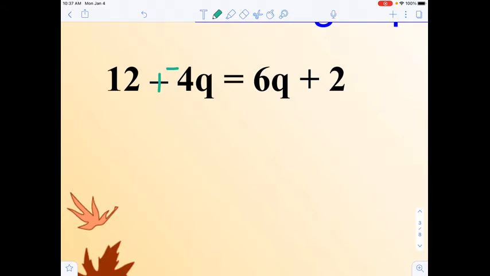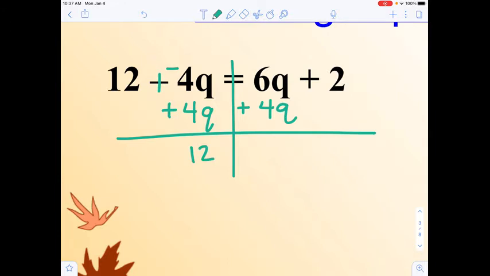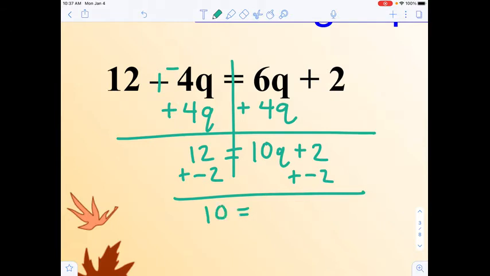Then what I want to do is I want to get the variables to one side. So right now I have a negative 4q and a positive 6q. Well, I want to work with positive variables, so I'm going to get rid of that negative. And I'm going to add 4q to both sides because the opposite of negative is positive. That leaves me with 12 equals 6q plus 4q is 10q plus 2. Now I need to get rid of that constant. My constant is a positive 2, so I'm going to add negative 2 to both sides, which is the same as subtracting. And I'm left with 10 equals 10q.